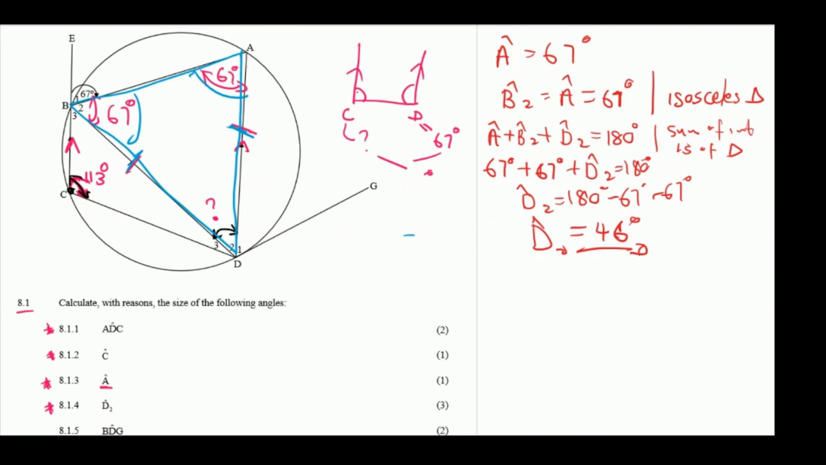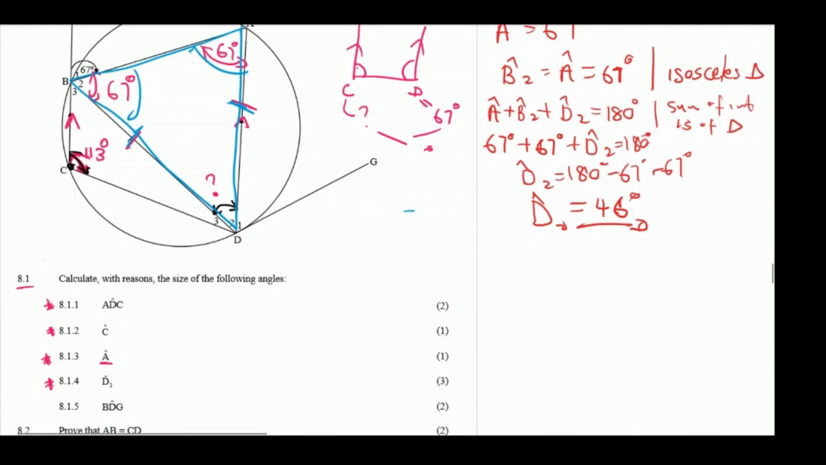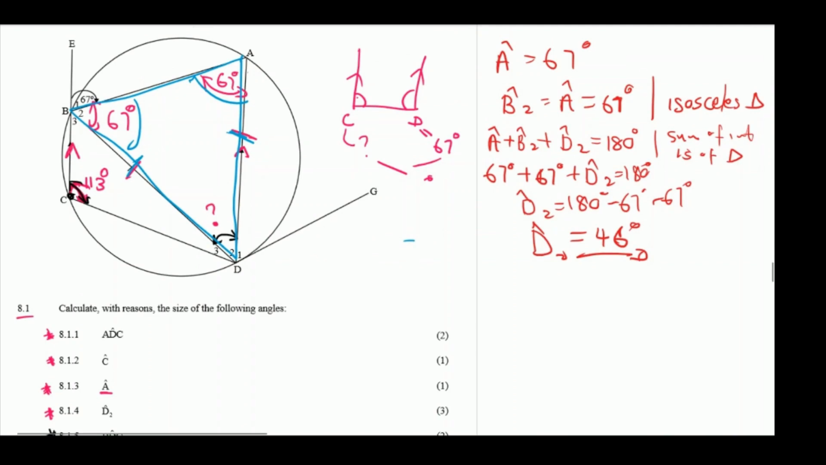So now we want to find 8.1.5, angle BDG. So what is angle BDG? Let me erase this triangle here so that we can see clearly. So angle BDG, so angle B, D, and G, right? So we want to find this angle here, right?